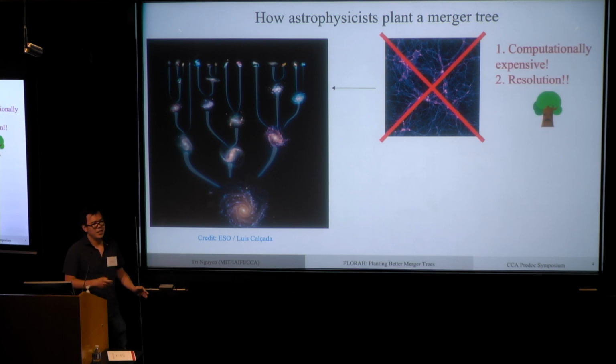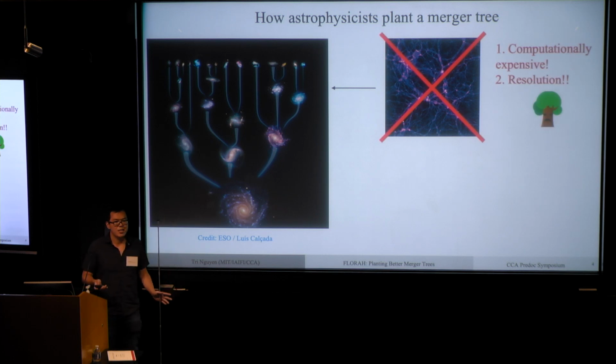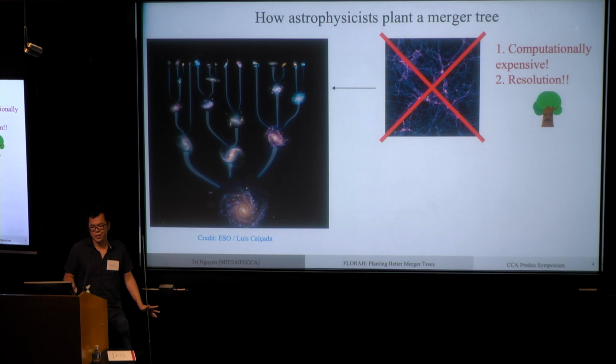However, this is not very good. Even N-body simulation, even dark matter only simulation is computationally expensive. And because they are computationally expensive, they are limited by resolution. It is extremely difficult to study a wide range of mass and volume in an N-body simulation. For example, you cannot easily study anything from dwarf galaxies and galaxy clusters simultaneously.